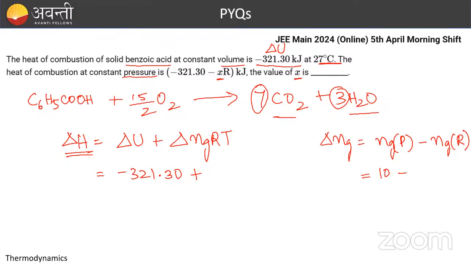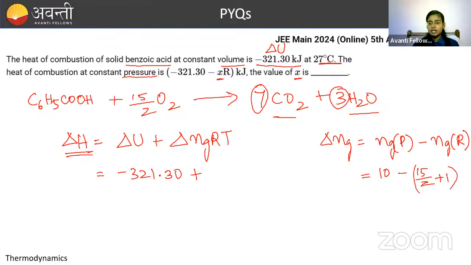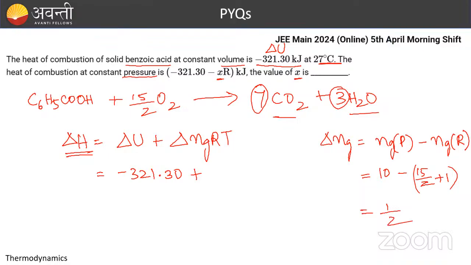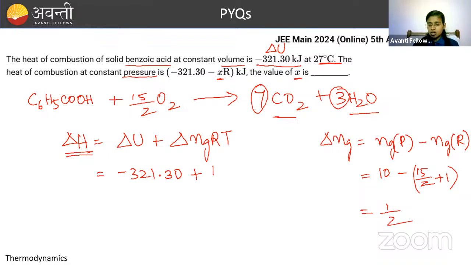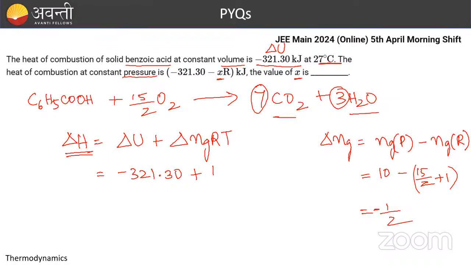If I substitute, it will be 15 by 2 plus 1. And if I solve this, I will get 1 by 2. Not 1 by 2, it is minus 1 by 2. It will be minus 1 by 2 as the answer. So, it should be minus here.